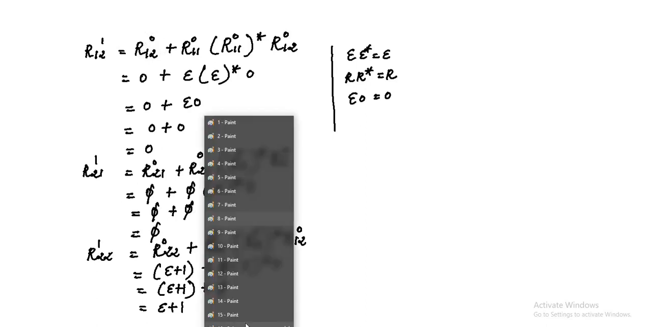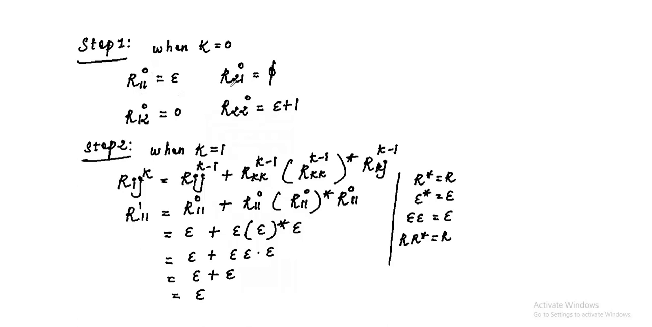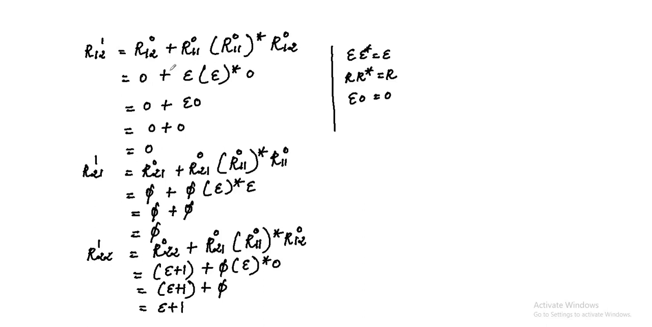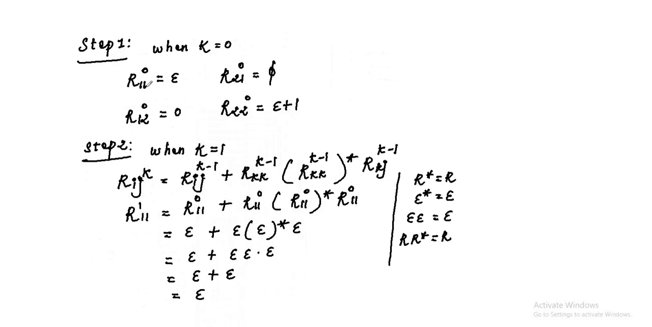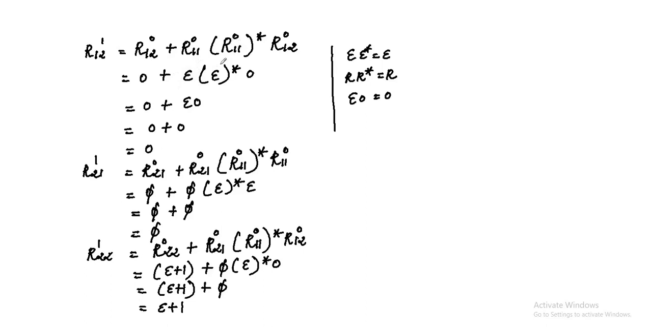Look at the first step. In the first step, r_12 raised to the power 0 is 0, and r_11 raised to the power 0 is epsilon. Here I am writing epsilon. Again, r_11 raised to the power 0 is epsilon whole star. Then r_12 raised to the power 0 is 0, because we already wrote that r_12 raised to the power 0 is 0. Here you put 0. So 0 plus epsilon into epsilon whole star.